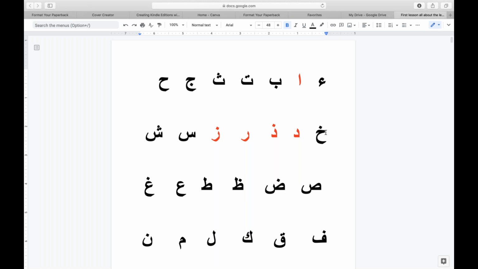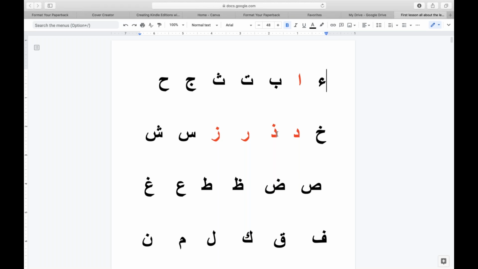So kha, there is a very slight movement in your tongue. The tongue should be wider, relaxed, going to the back, but there is air coming from your throat and hitting the upper palate in your mouth. Kha. Dal, d, like D exactly, but a little bit wider than the D in English.